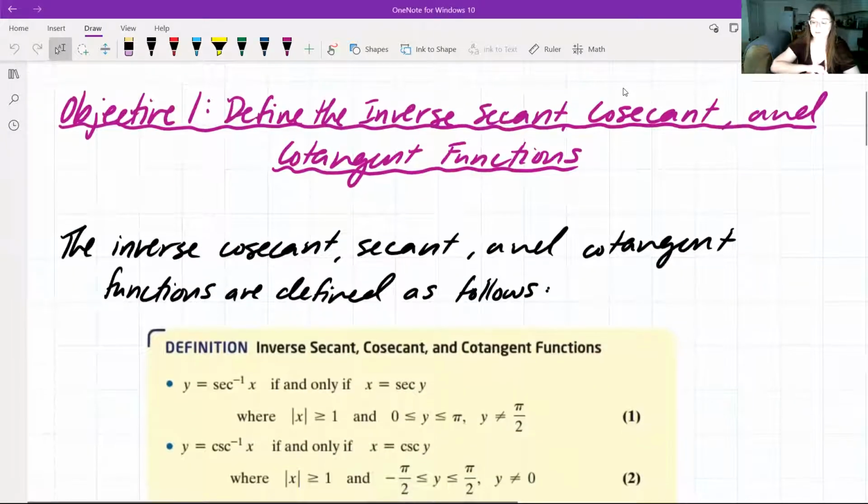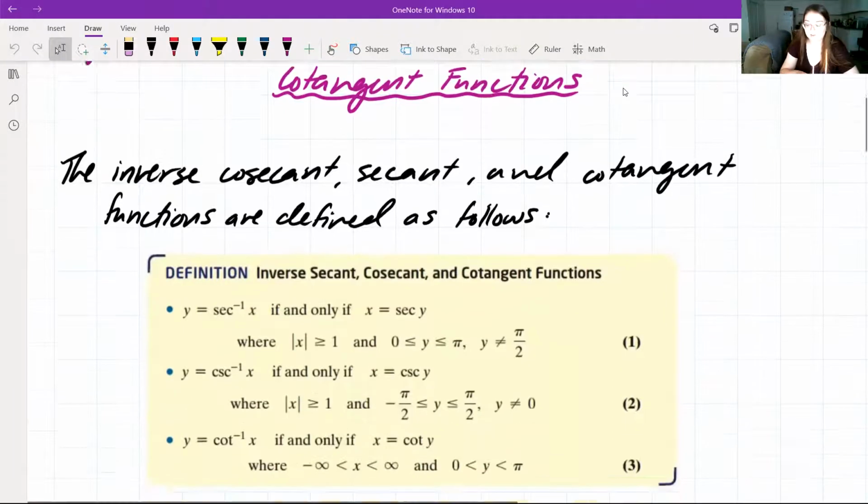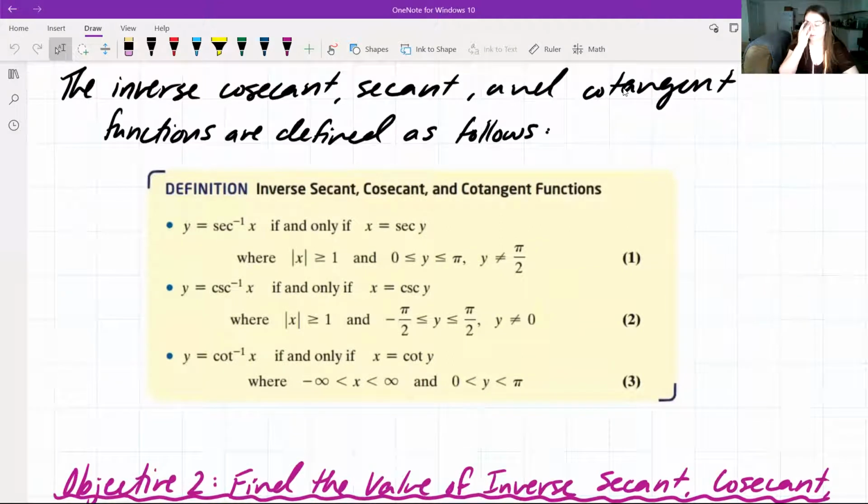Starting with objective 1, we want to define the inverse secant, cosecant, and cotangent functions. The inverse cosecant, secant, and cotangent functions are defined as follows. We see we have our list here. Starting with secant, y is equal to secant inverse of x if and only if x is equal to secant of y, where the absolute value of x is greater than or equal to 1 and y is between 0 and pi, including 0 and pi, but not including pi over 2. So the domain that we're looking at is between 0 and pi.